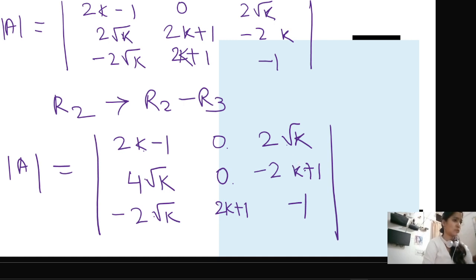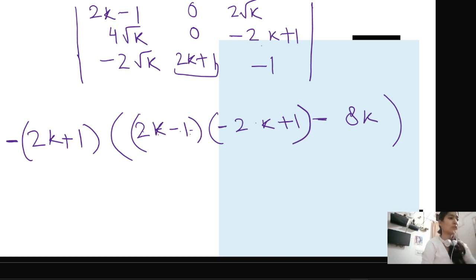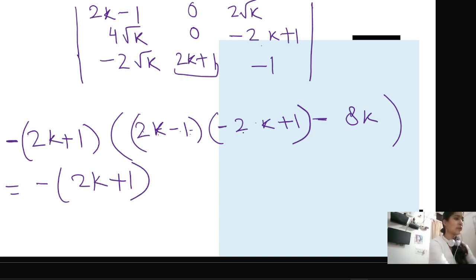Remove this root k. This is the mistake I have made. Let me correct. Yeah, after solving this, we are getting the correct answer. Remove this root because we don't have any root here. So from here we are getting minus 2k plus 1. So now we can solve it. Take minus common from this, so this minus minus will become plus. No need to write it here, write it later. So from here we are getting, yeah, we can open this, it will be easy for you.